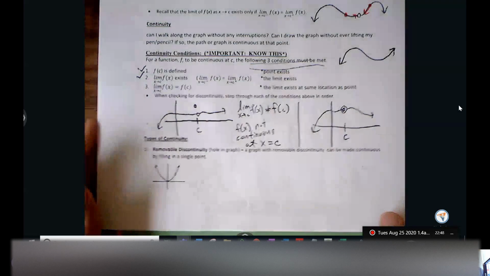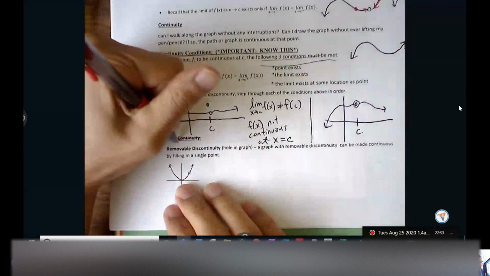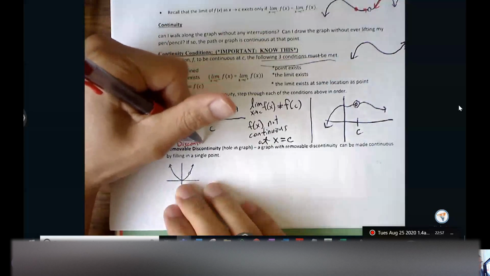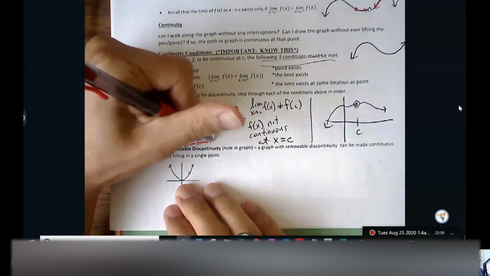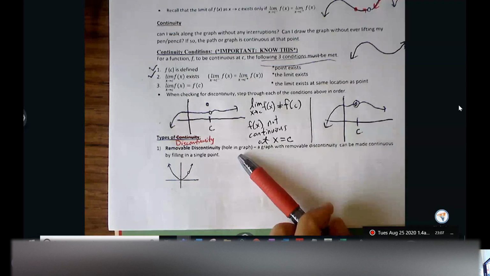Let's talk about the different types of discontinuity. Sorry, I made a typo here. Types of discontinuity. We have two types of discontinuity. The first type is removable discontinuity, and that just means that there's a hole in the graph.